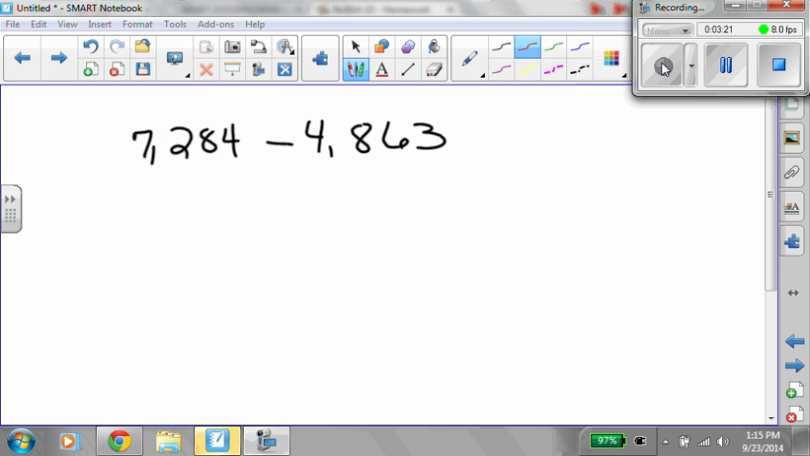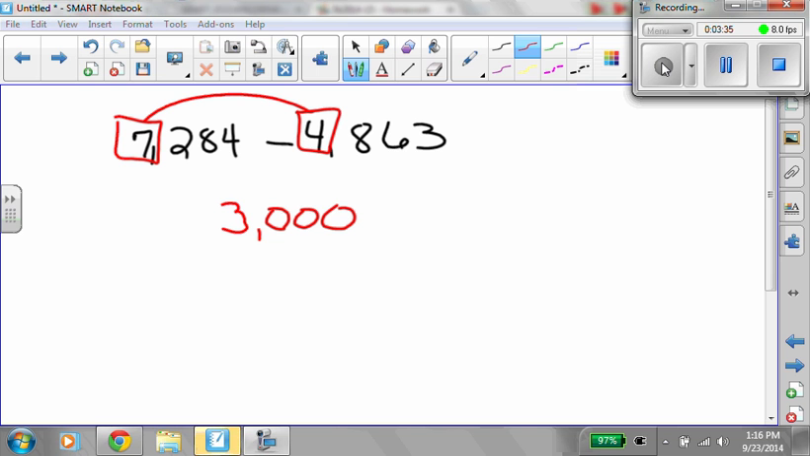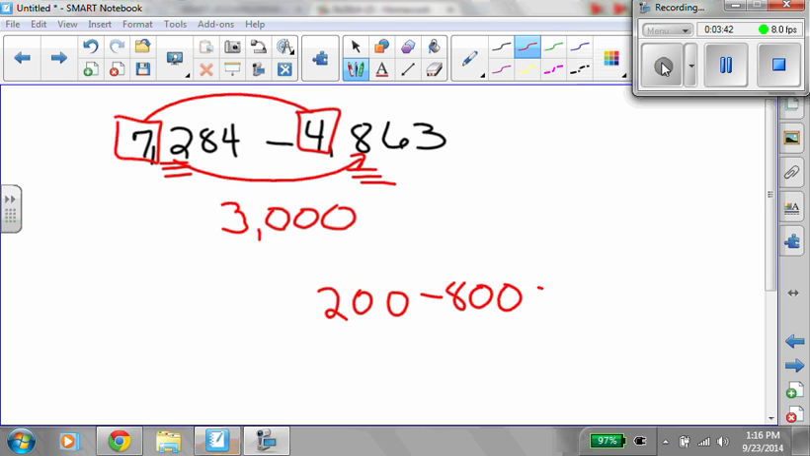Number 4 in your homework paper, 7,284 minus 4,863. The first thing I'm going to do in the front-end estimation, I'm going to look at the 7,000 minus the 4,000, which equals 3,000. The second digit, 200 minus 800. The difference between 200 and 800 is 600. Notice the 800 is larger, so the negative sign goes with it, so it's negative 600.